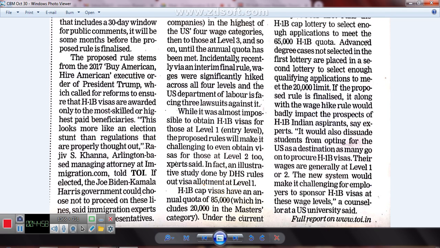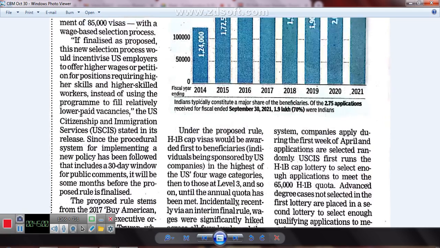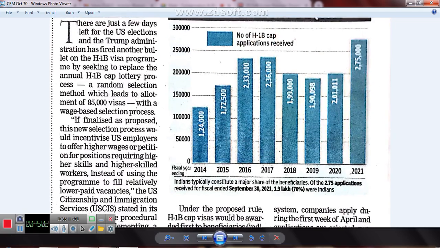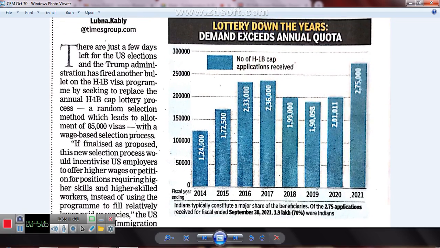Okay, so this is what the news is all about. See how wages or compensation comes into the picture in the case of H-1B visas in the United States of America. This exhibit here shows the lottery down the years from 2014 to 2021.